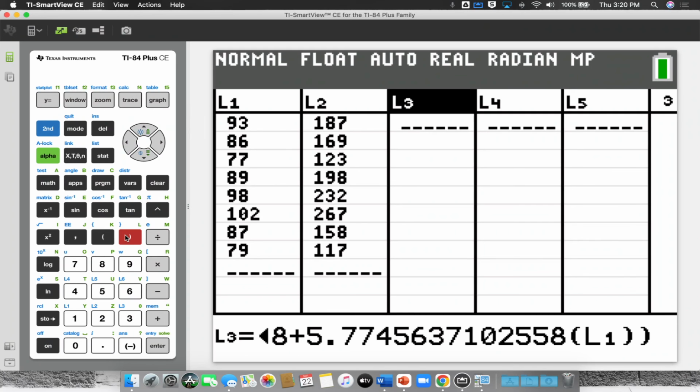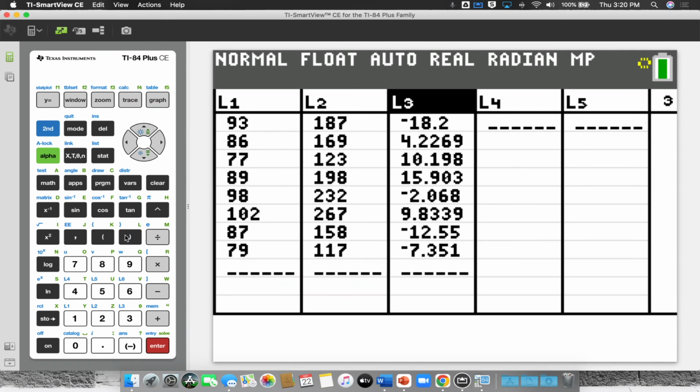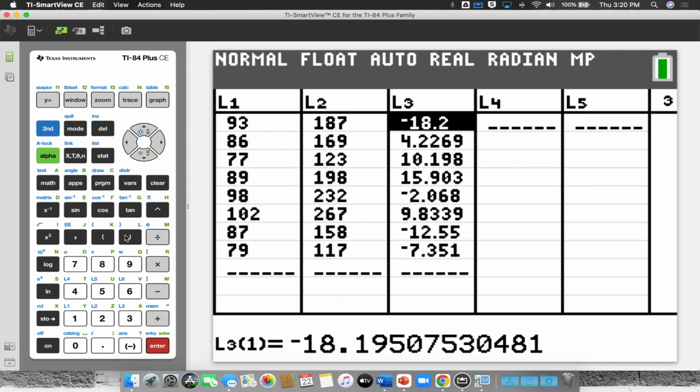Close parentheses, and then I've got to close parentheses again because I opened one up earlier. And then you're going to hit enter. There are the residuals.